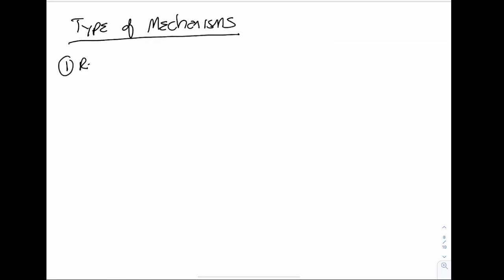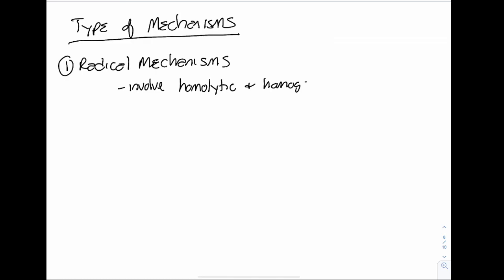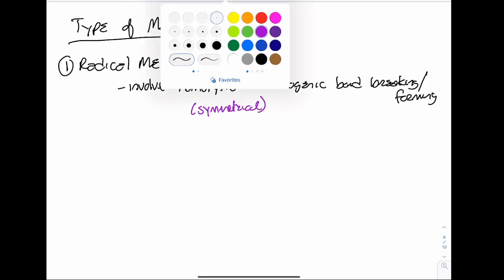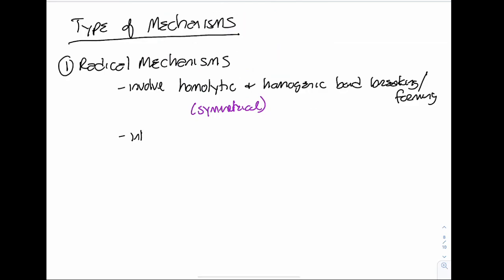So our first one, radical. So these involve our symmetrical bond breaking and forming. So homolytic and homogenic bond breaking and forming. Right, our symmetrical ones, we could put that underneath it. It's going to involve radical intermediates.